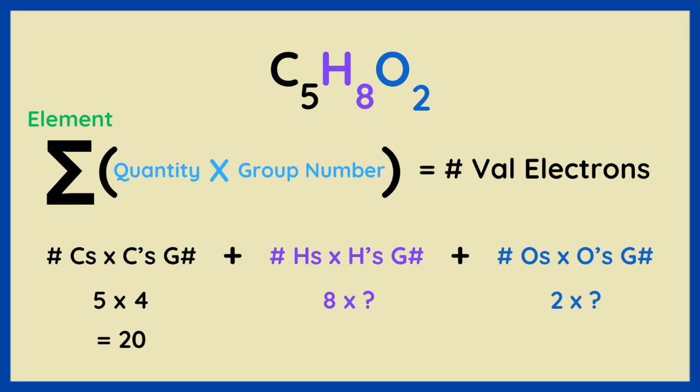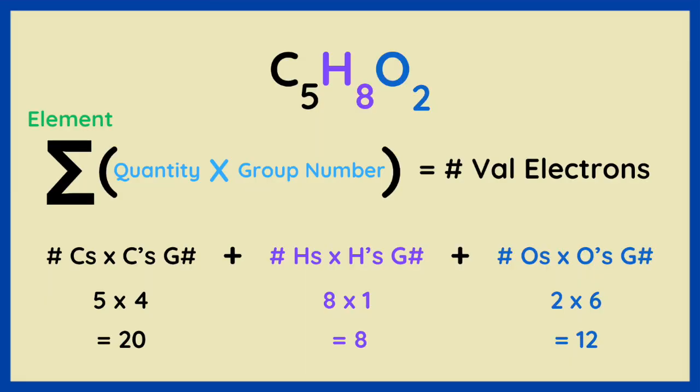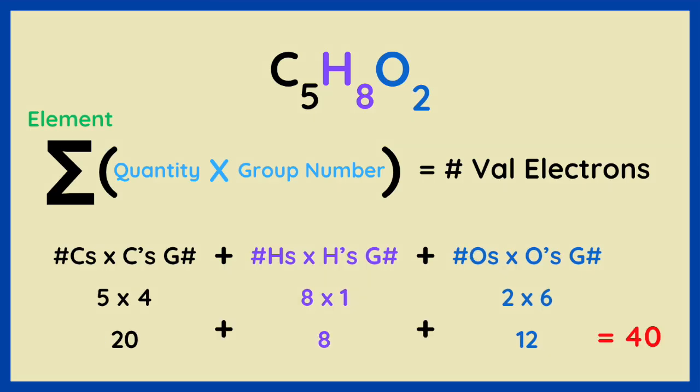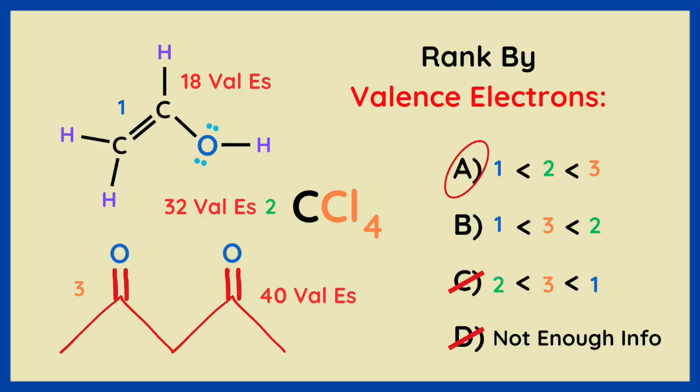Let's find the group number of the other 2 elements. Hydrogen is in group 1, oxygen is in group 6. So 8 hydrogens contribute 8 valence electrons to the molecule. And each oxygen atom has 6, so 2 oxygens contribute 12 valence electrons to the molecule, which also means that we have 40 valence electrons total for C5H8O2. Now we have the valence electron count for all 3 molecules and can establish a ranking thereof. A is our correct answer, as 1 has the least valence electrons, then 2 and molecule 3 has the most with 40.